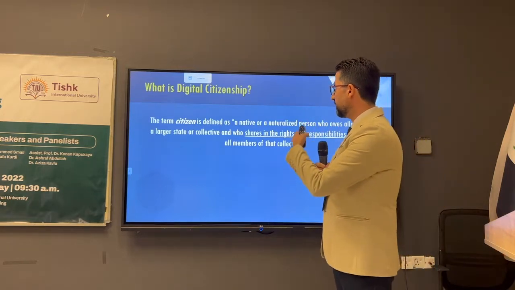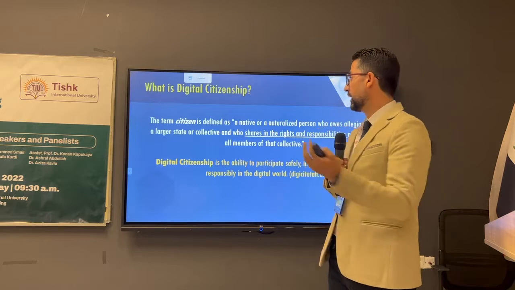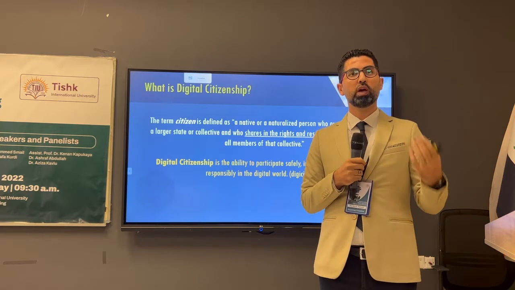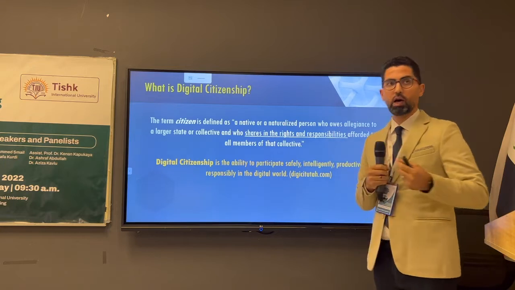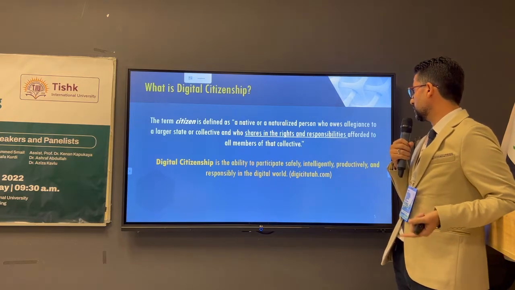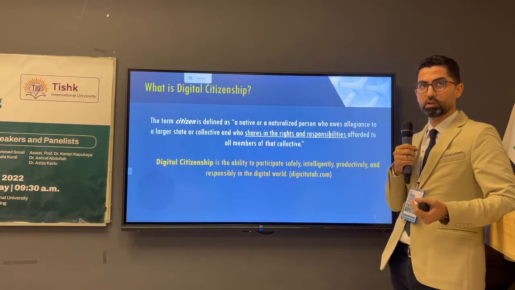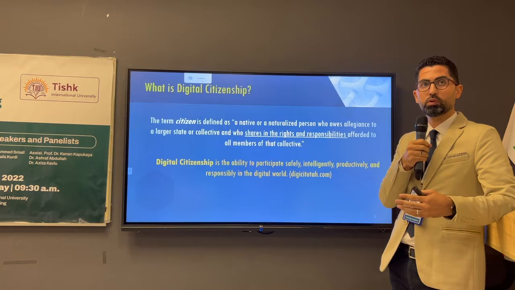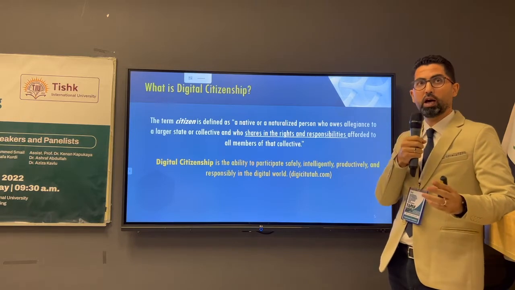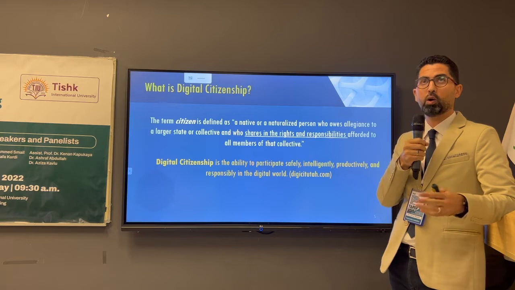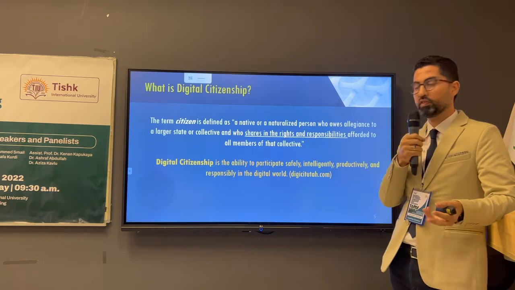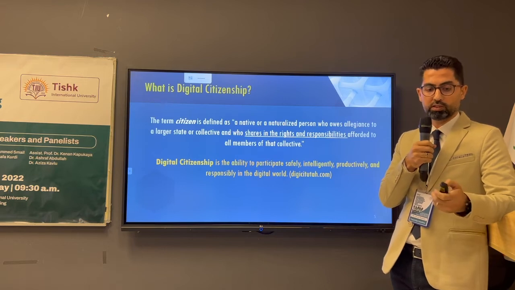Now the same concept is reinforced in the digital world. When we interact in a world with digital technology, we have rights and responsibilities. A common definition of digital citizenship would be the ability to participate safely, intelligently, productively, and responsibly in the digital world. So there are some keywords which we are going to address in our next slides, like safety in a digital world, how we use this digital world, how we are going to be intelligent or wise when using this technology, and then being productive, being responsible, and many other things.